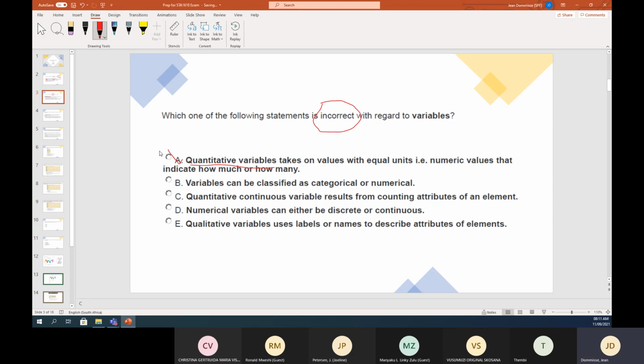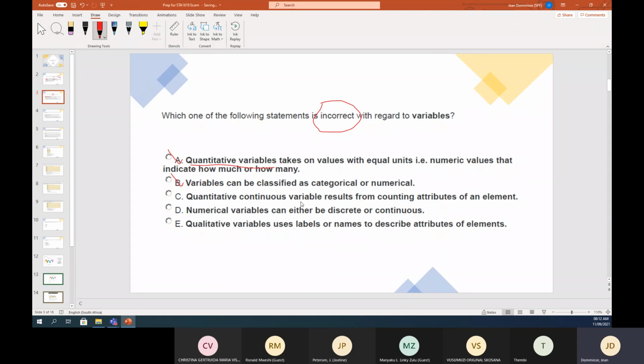Variables can be classified as categorical or numeric. Remember, categorical is also the same as qualitative, and numeric is also the same as quantitative. Just remember those two, so that is also correct.